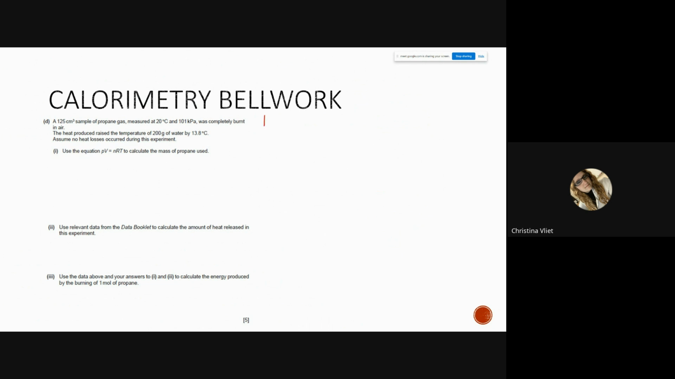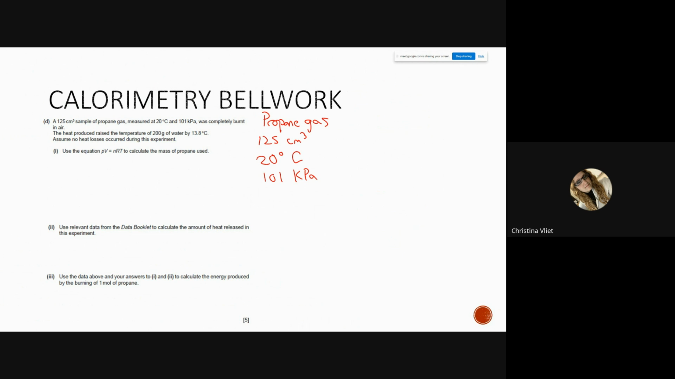So you've got some propane gas. I'm going to write it down: 125 centimeters cubed, 20 degrees Celsius, and 101 kPa. The heat produced raises the temperature of 200 grams of water by 13.8 degrees Celsius. Assume no heat is lost to the surroundings during this experiment. That's the assumption you're making, so you could basically use these formulas, and that's the amount of heat transferred. First question. I told you we've got to review it, right? This could be on your course.